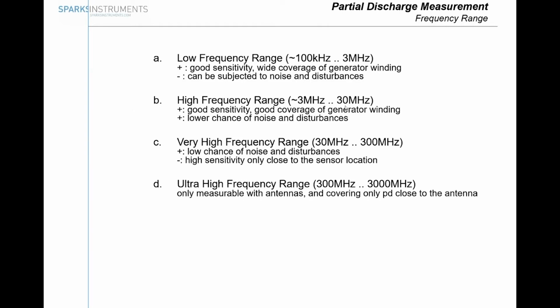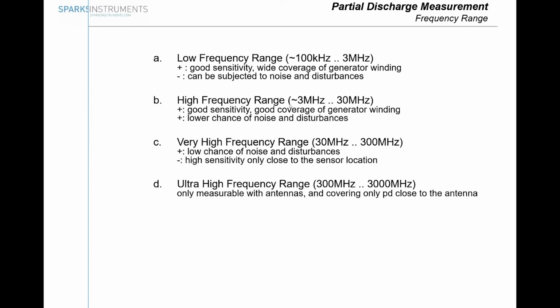So what we can say is in the low frequency range, we have a very good sensitivity and we have a wide coverage of the generator winding. But the disadvantage is that we can be subjected to noise and disturbances. What does it mean, wide coverage of the generator winding? I will come to that in the next slides.